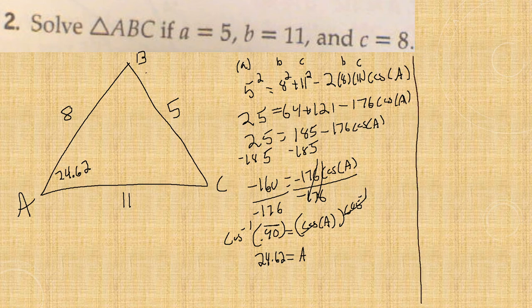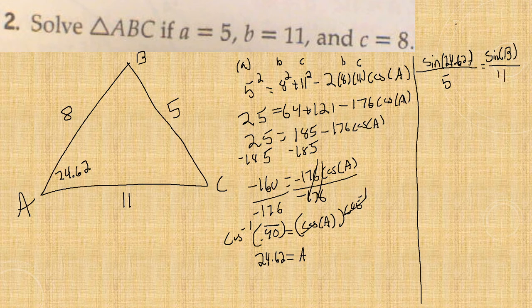So say I want to figure out what angle B is next. We'll go in alphabetical order here. I would use angle A and set up my fraction as before. I'm going to put the angle on top this time just to be easier about it. So sine of angle A, which is 24.62, over the side length of A, which is 5, is equal to the sine of angle B divided by the side of B, which is 11.